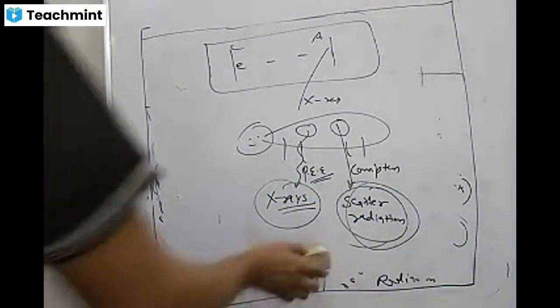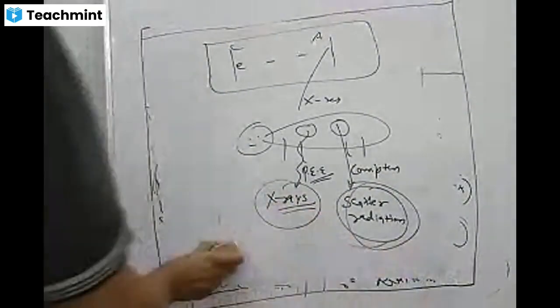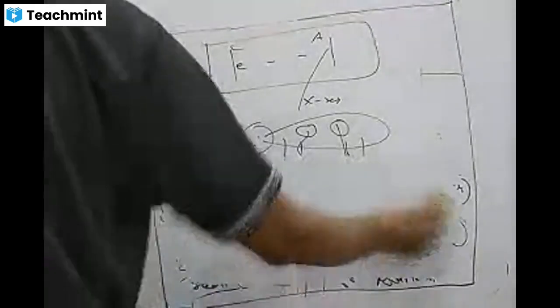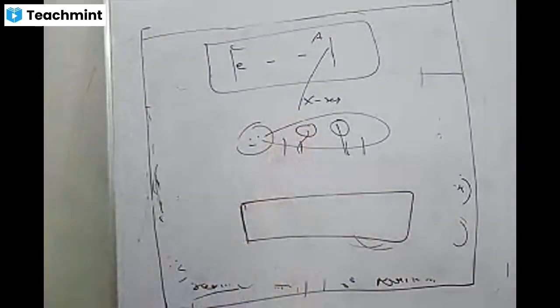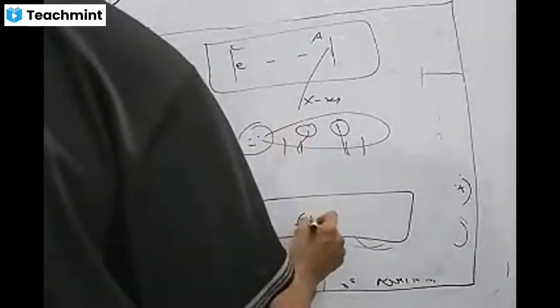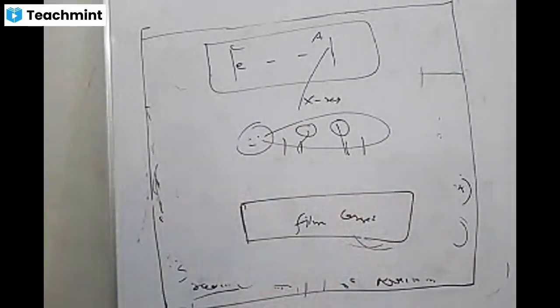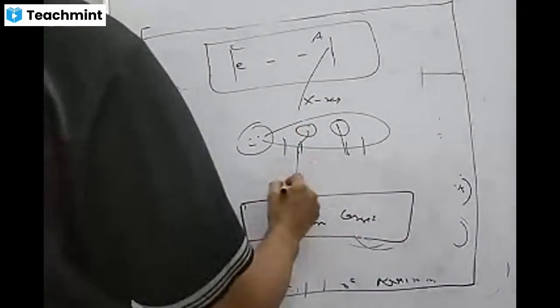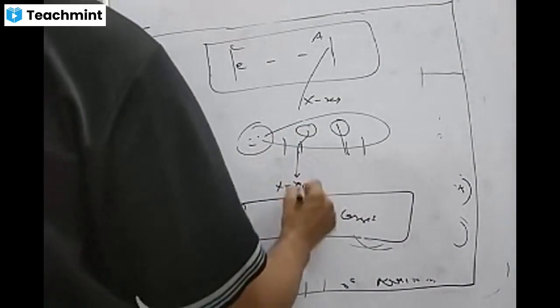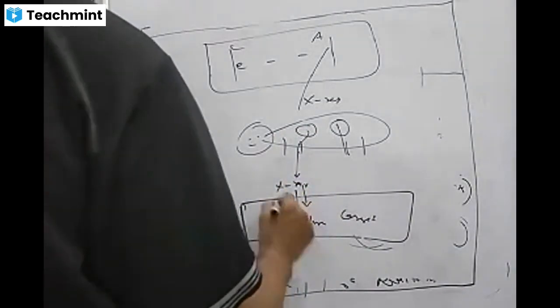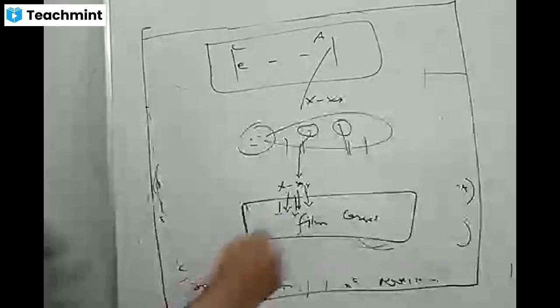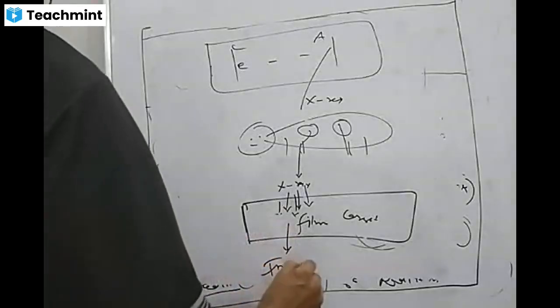Below the patient body, we have X-ray film. So this is the film below this animal. Film or cassette, we can say cassette. Inside the cassette, we have film and intensifying screen, all that. So these are the X-rays. They will fall on the film and will produce the image.